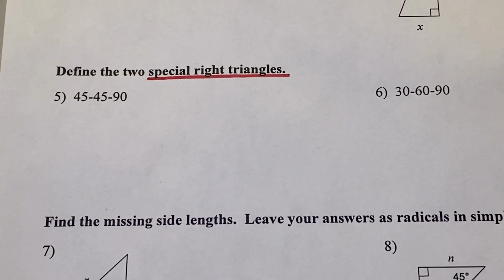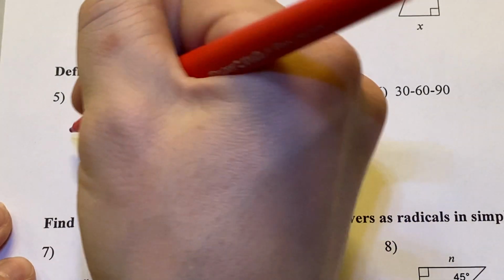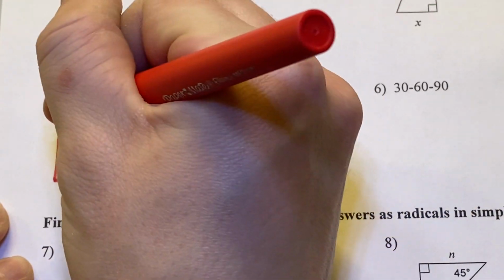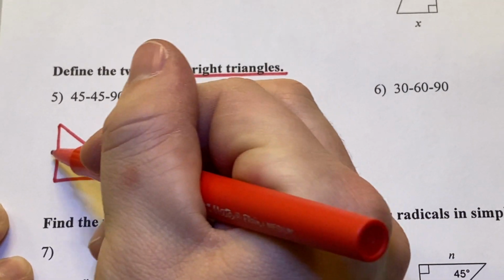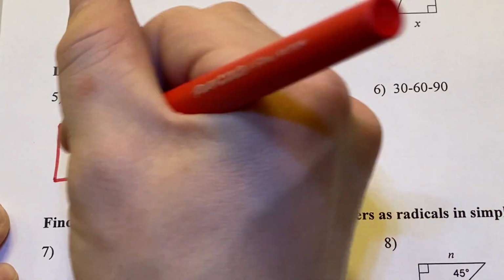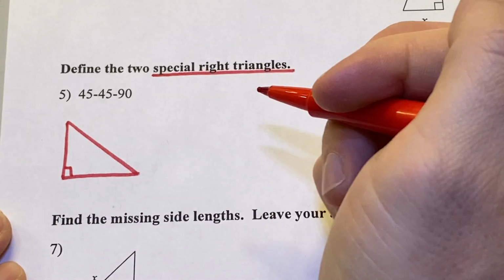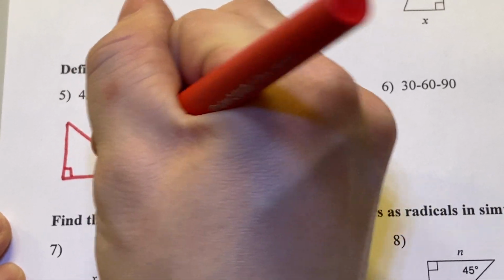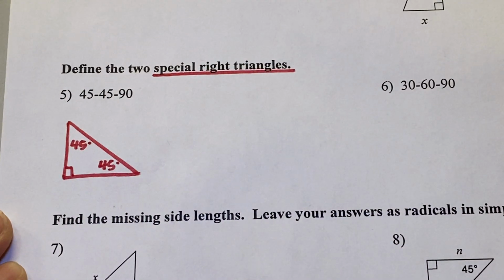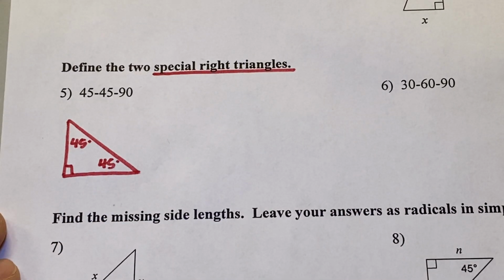So draw yourself a nice little right triangle, and try to make the legs, meaning these sides, as close to the same length as you can. Okay, so you have your right triangle. The reason it's called a 45, 45, 90 triangle is because here's our 90 degrees. These two other angles are both 45 degrees. Hence the name 45, 45, 90.